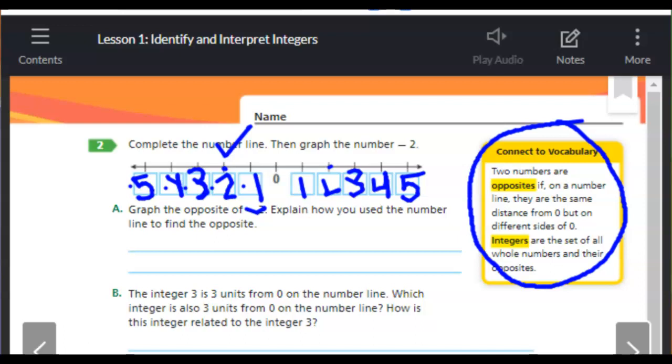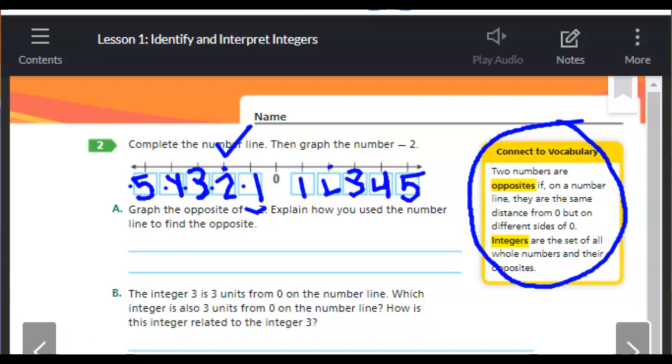And now the second part of the question, so we did this part, that's done. Next part, explain how you use the number line to find the opposite. So I'm going to go ahead and put text on because it's easier to type on this. So we're going to explain how we use -2 to find the opposite. And remember that opposites are how far the distance something is from 0 on the number line.